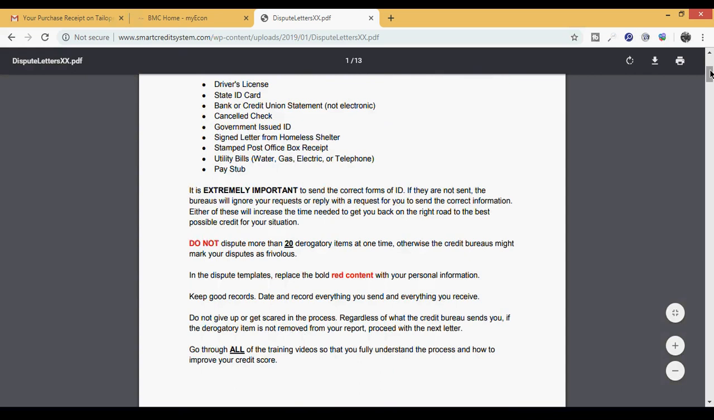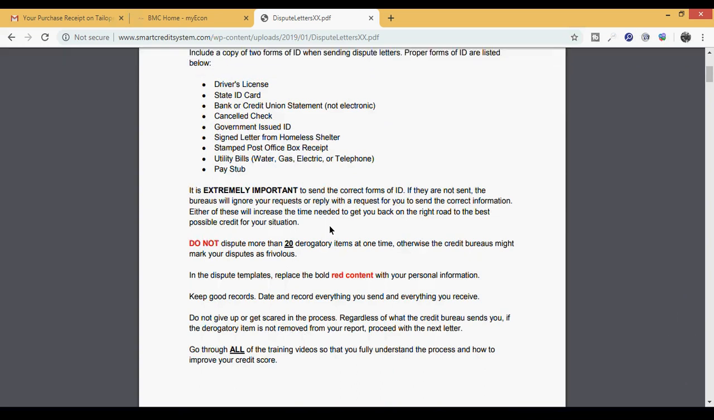Another thing that you have to understand is you do not want to dispute more than 20 derogatory items at one time. Otherwise, the credit bureaus might mark your disputes as frivolous. They may look at it like, wait, you got over 20 different credit collectors after you? It makes it look a little bit fishy, you guys.